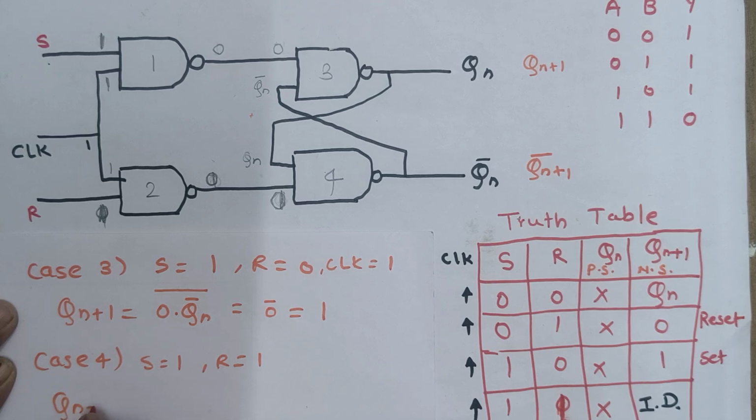So we will see here Qn plus 1. For this, the inputs are 0 and Qn bar, whole bar. So 0 into Qn bar, 0 bar will become 1. And for Qn plus 1 bar also we will see 0 into Qn bar. So both outputs will be 1. But this condition is not possible.